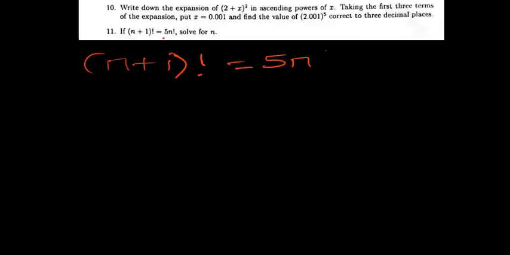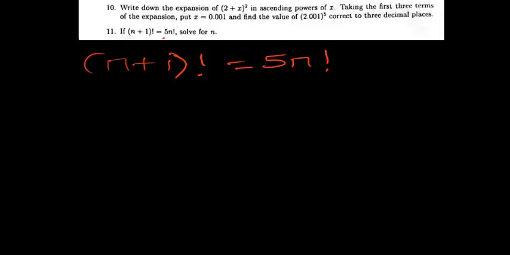We can go to 11. 11 says if n plus 1 factorial is equal to 5n factorial, solve for the value of n. Solve for the value of n. How do you go about this?